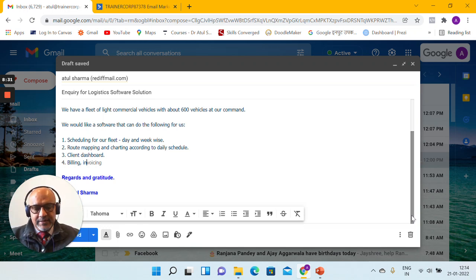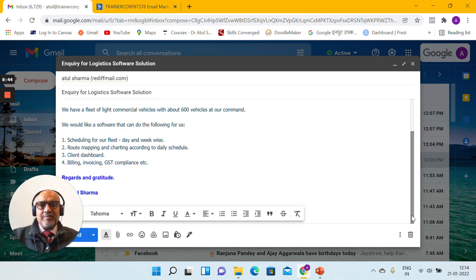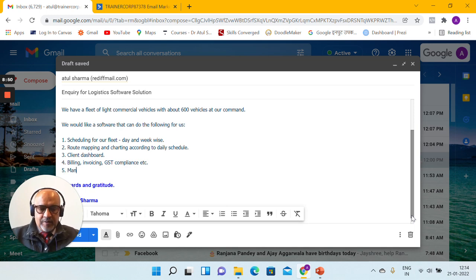Billing, invoicing, GST compliance, etc. So does it have all these things? And then we would require our manpower deployment.